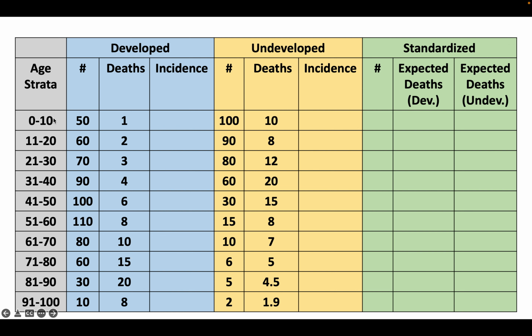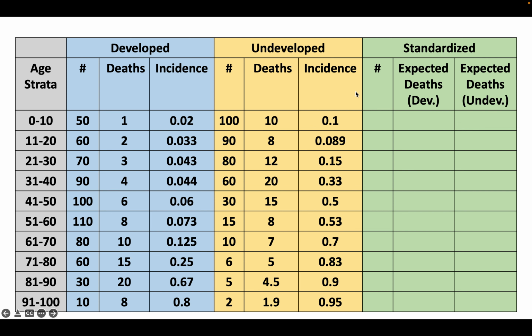So for each stratum, we can figure out the incidence. One death over 50 people, we can figure out the incidence, and we can do that for everyone else.